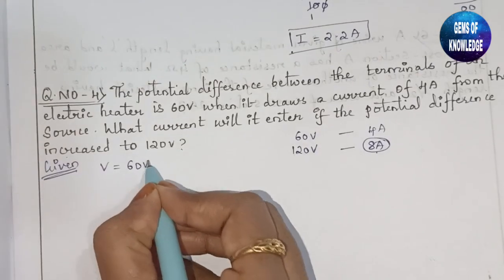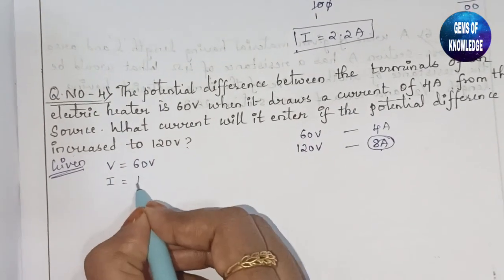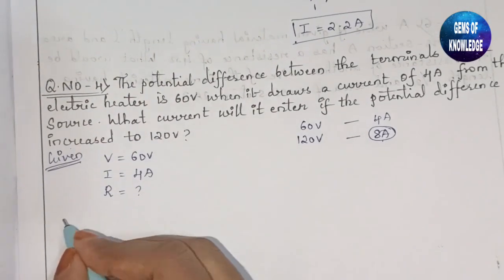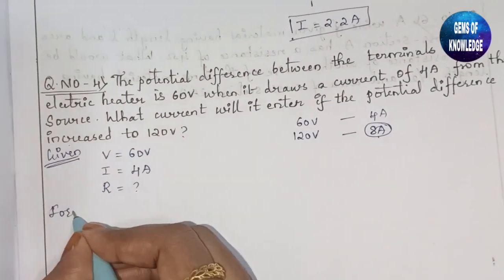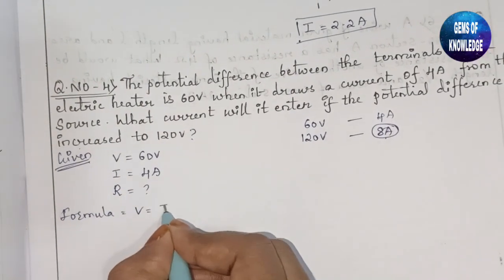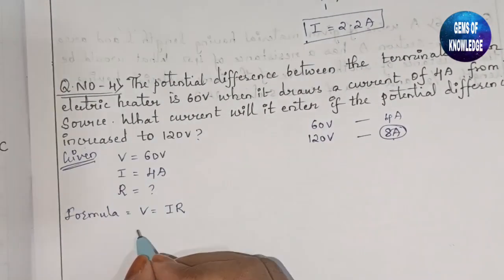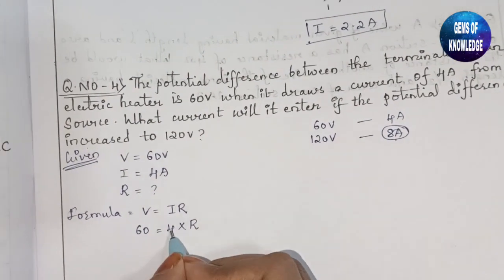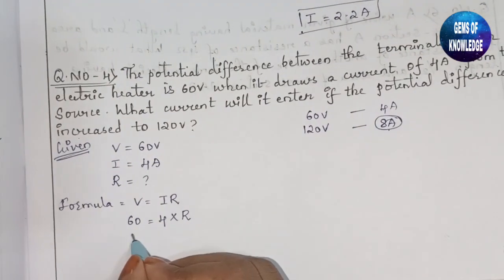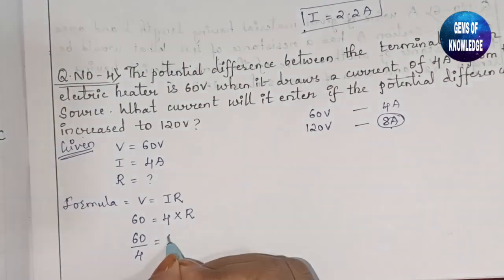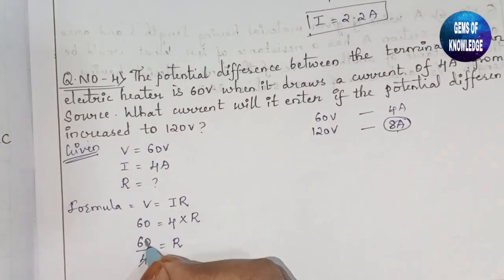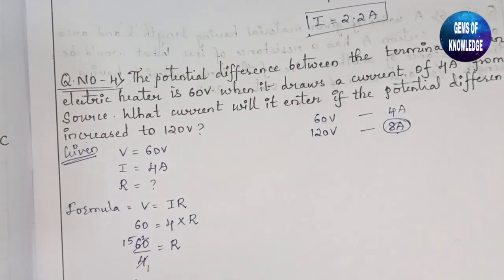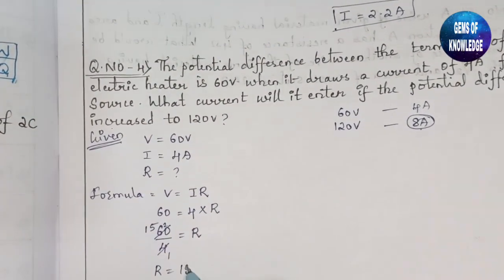First, they have given us V is equal to 60 volt and I is equal to 4 ampere. What we have to find out is R. According to the formula, V is equal to IR. Substitute the values: V is 60, I is 4, into R, which we have to find. Bring this 4 to this side. It becomes 60 divided by 4 is equal to R. 4 ones are 4, 4 ones are 4, 2 is remaining, 4 fives are 20. So R will be equal to 15 ohms.